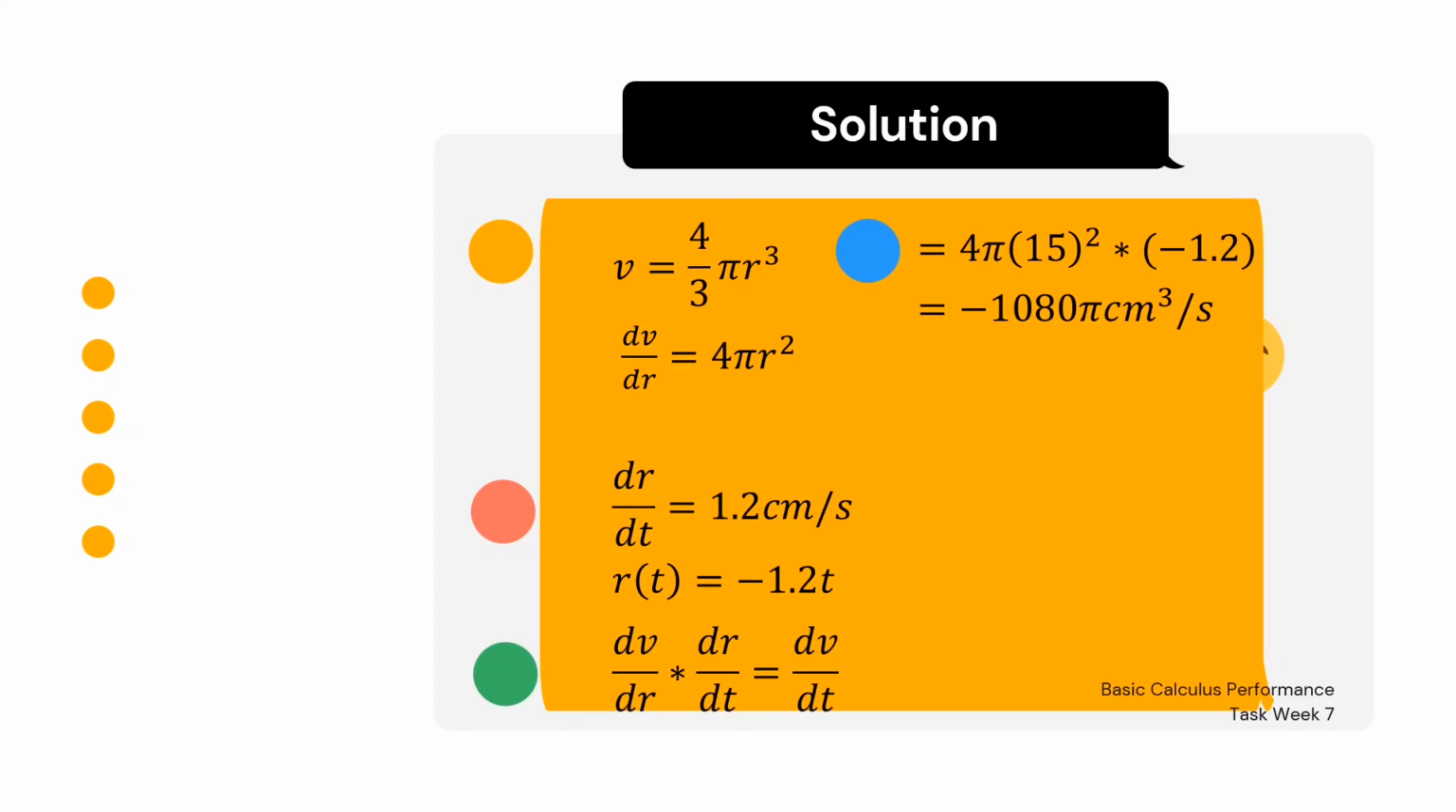And then we are coming out into the rate of 1080 pi cubic centimeters per second. Our snowball is melting at a rate of negative 1080 pi cubic centimeters per second.